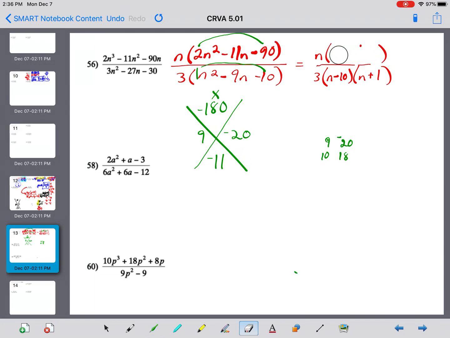Oh. This is not the A equals 1 method. We're not done. It's not that easy, folks. So we need to rewrite this trinomial. 2n squared minus 11n minus 90. Well, when we get these numbers, shove n's behind them. Because this negative 11n, we have just turned into 9n plus negative 20n.